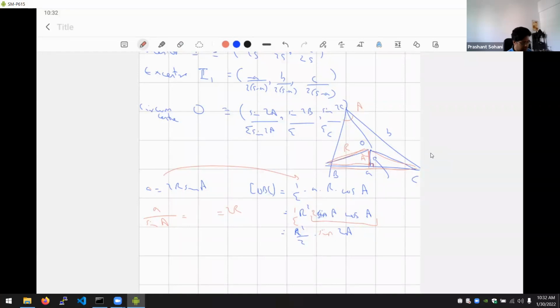Therefore, the area of the triangle OBC is r square by 2 into sine of 2A. And the r square by 2 will factor out as common from all the three triangles in the same way. So ultimately, the generalized barycentric coordinates are simply sine 2A, sine 2B, sine 2C. But to normalize the sum to 1, I divide the whole thing by sigma sine 2A. Okay, sir, understood.